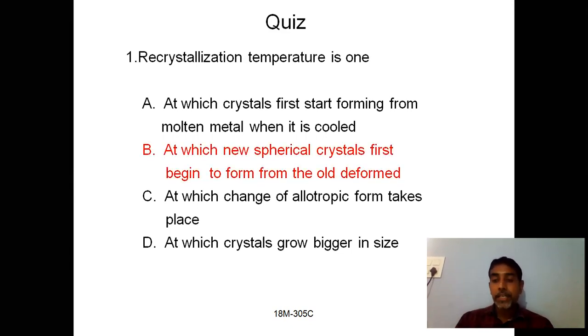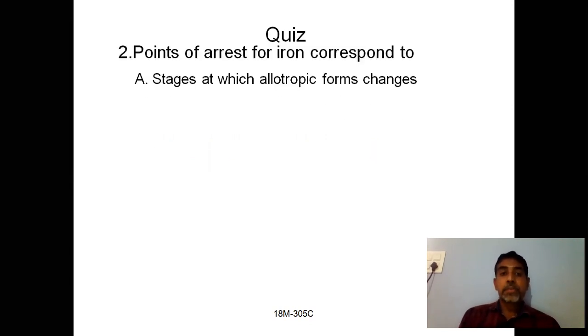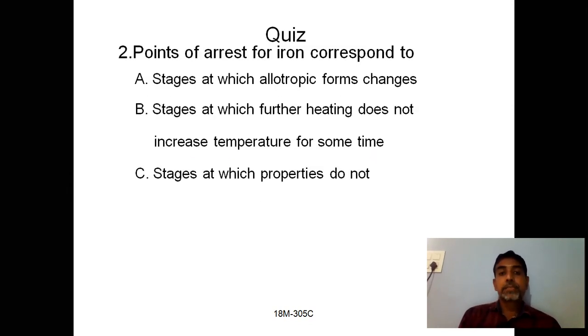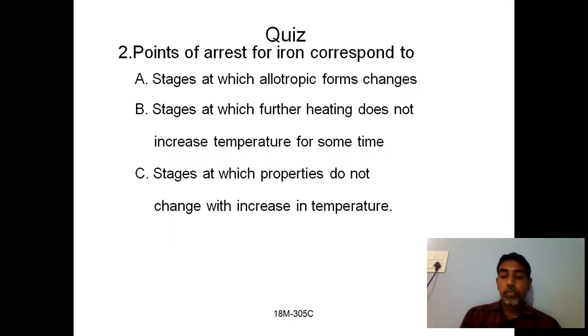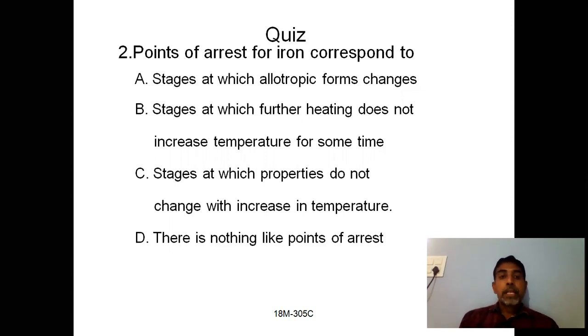Recrystallization: when you heat it at a certain temperature, new crystals will be formed. That temperature is known as recrystallization temperature. And if you see the second question, points of arrest of iron corresponds to... what is understood by points of arrest, that means arrest of temperature.